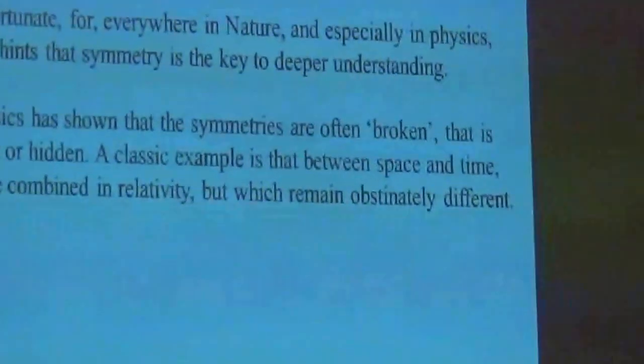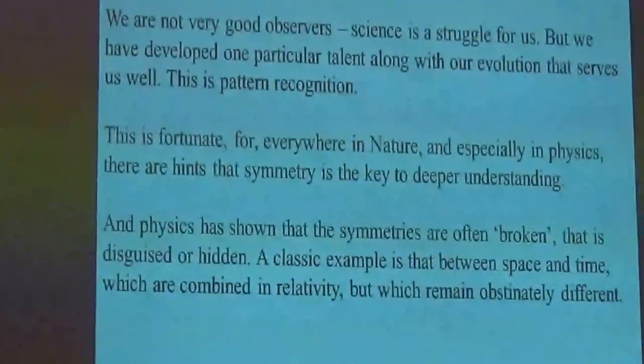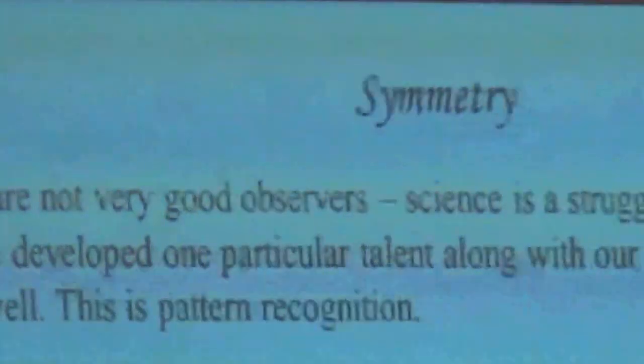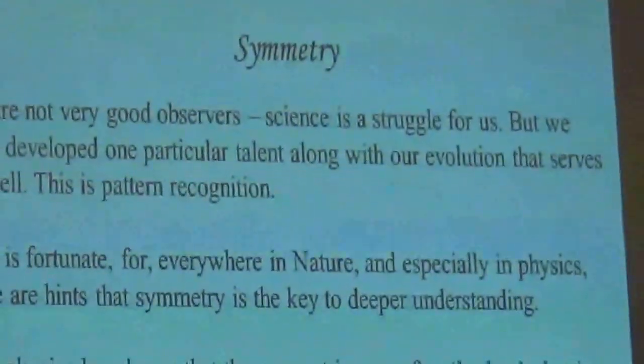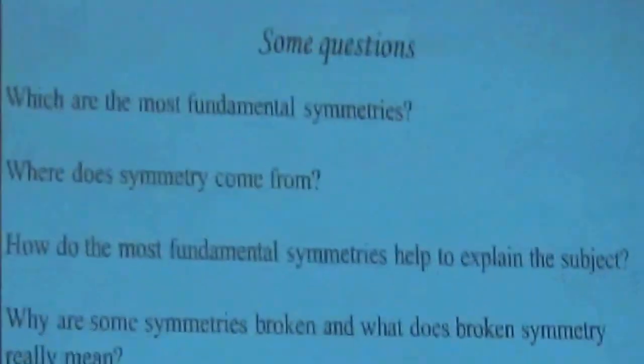And this is just as well, because everywhere you look in physics, there's symmetry somewhere, suggesting that deeper understanding will come from symmetry. And what Richard Feynman said last night about imperfect symmetries, nowadays often called broken, disguised or hidden ones. Classic example, space and time. I think Anton said something about this yesterday. These are combined in relativity, but they actually refuse to be one thing, whatever Minkowski said about it. They refuse to be a single parameter. They are two different ones combined. So that's a classic broken symmetry.